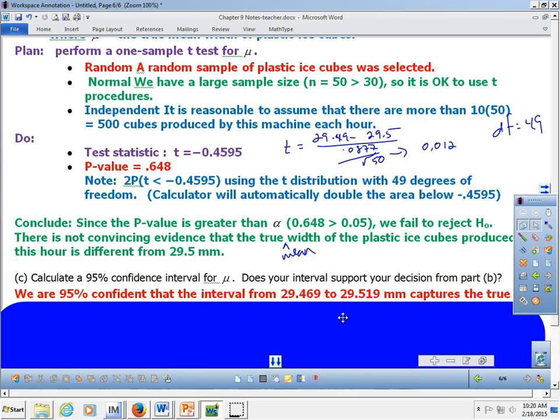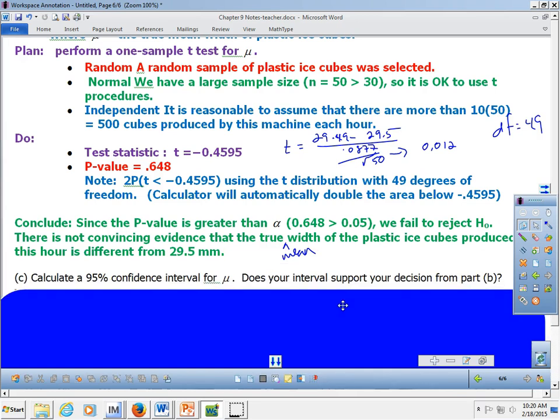So keep going. Okay. Calculate a 95% confidence interval for mu. Does your interval support your decision from part B? Remember, since our significance level is 5%, the confidence interval that is tied to that is the 95% confidence interval. If you need a reminder as to why, make sure you ask in class, and we'll talk about that, okay?